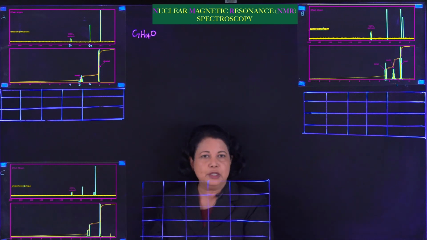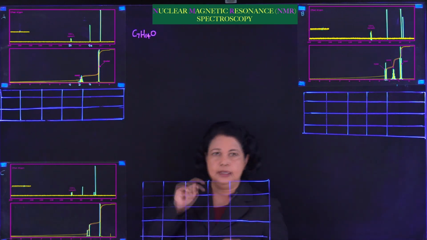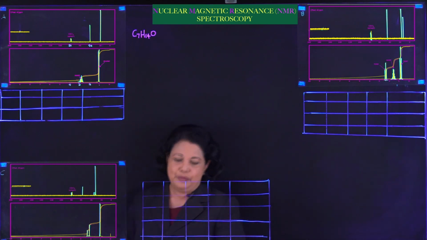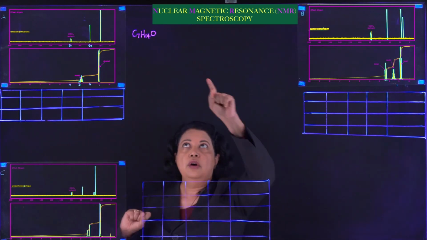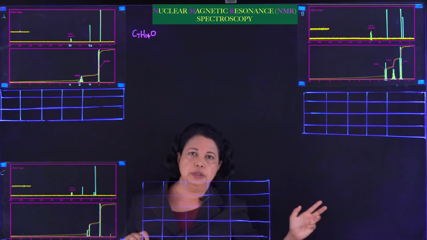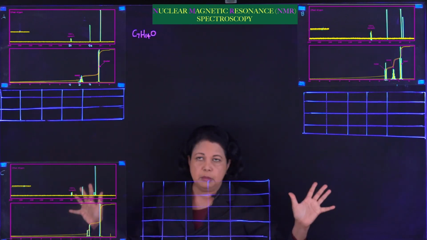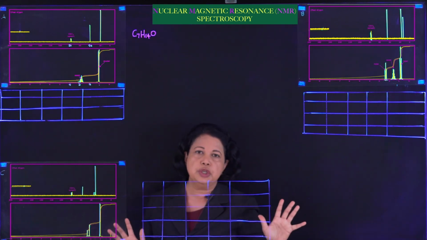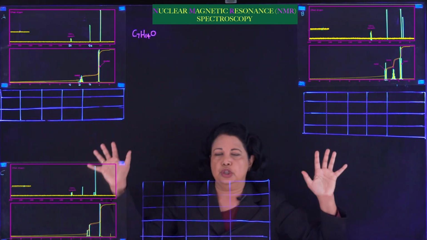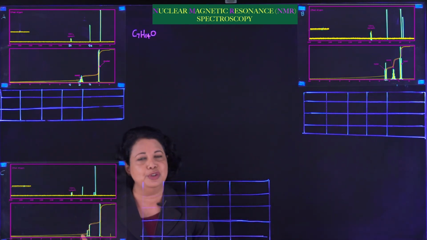Welcome to NMR spectroscopy, carbon-13, carbon-12 combined. We're going to look at three isomers of C7H14O. That's just the molecular formula. You can have different structures, and using these spectra, you're going to find the exact structure of the isomer.